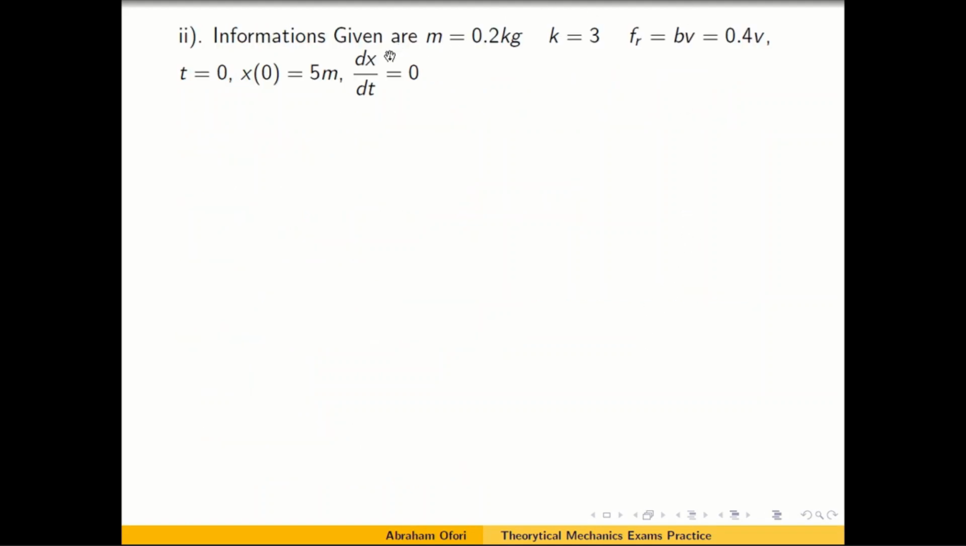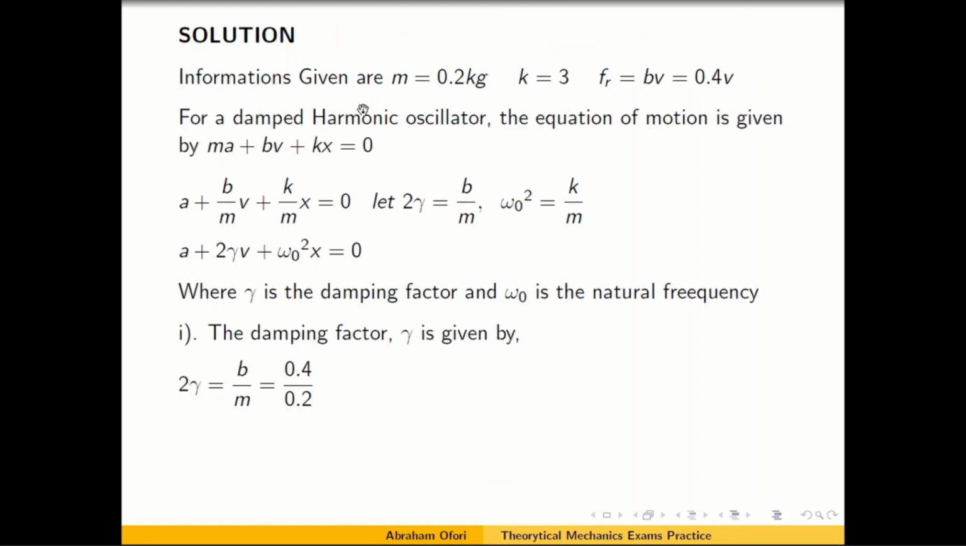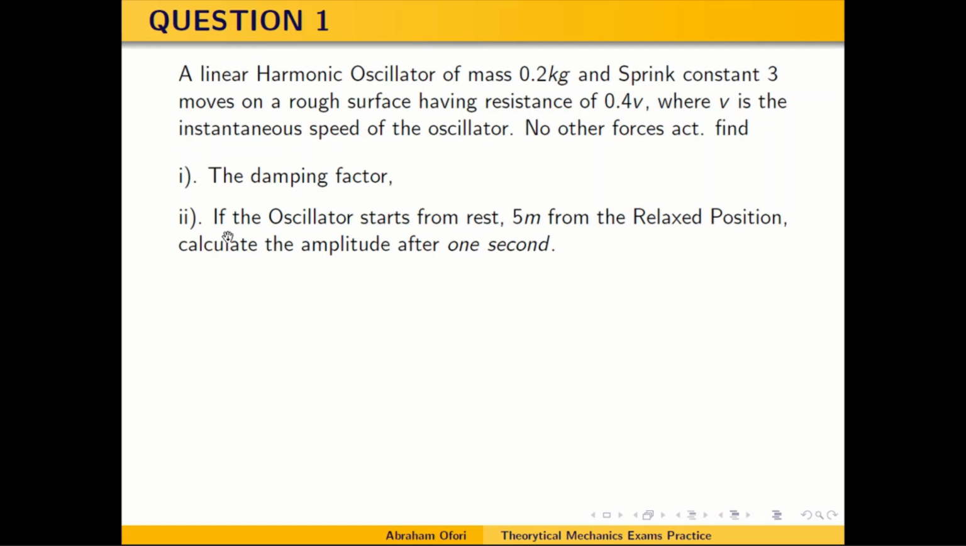Yes, still information given are this, that, and that. But in the second sentence, if you could see clearly, this is what they said. If the oscillator starts from rest 5 meters from the relaxed position. So if, let's say, we start from rest, when you start from rest, what is your velocity? You've not moved, so your velocity would actually be 0. And before you started, 5 meters from the relaxed position, so your actual position or distance was 5 meters at the time you've not started.